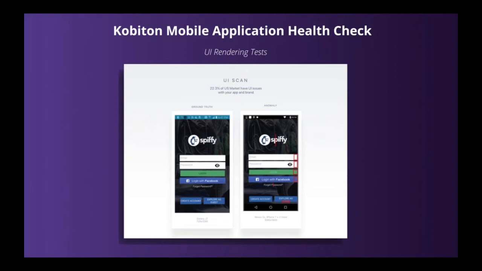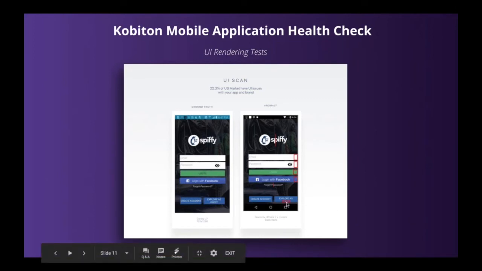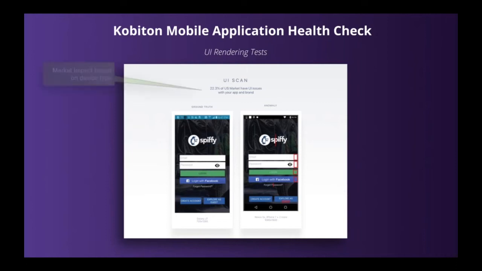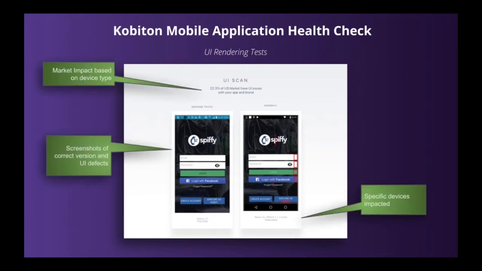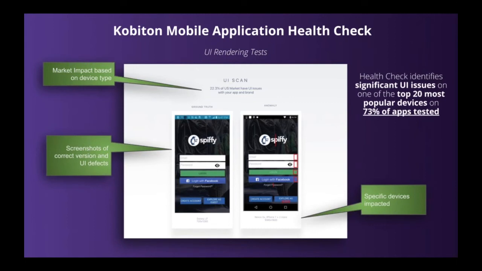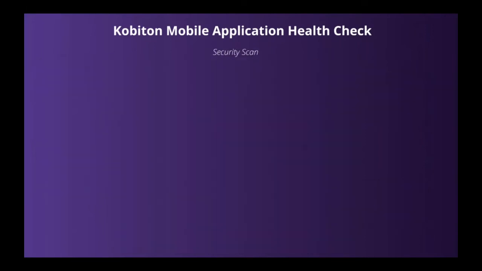So you can see in this case with the Spiffy app, there was some text down here at the bottom that was cut off. These are different levels of severity, but about 70% of the 400 apps we've tested. Oh yeah, it's on here. 73% of the apps we tested had significant UI issues. So this is where you can actually see an element that you need to click on, on one of those 20 devices.